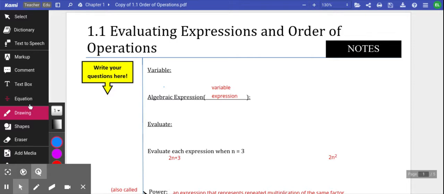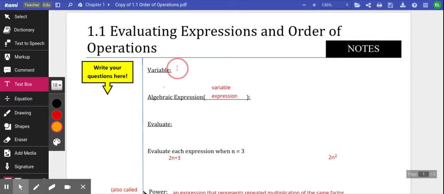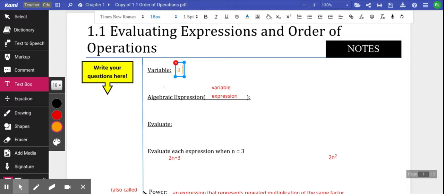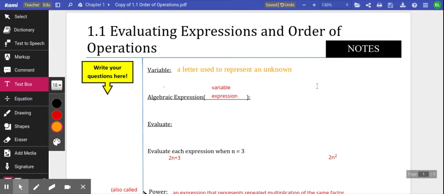So first, we're going to start off with what is a variable. Now, a variable is simply just a letter used to represent an unknown quantity. You've probably used X most often to represent a variable, but we can pretty much use any letter of our choosing.